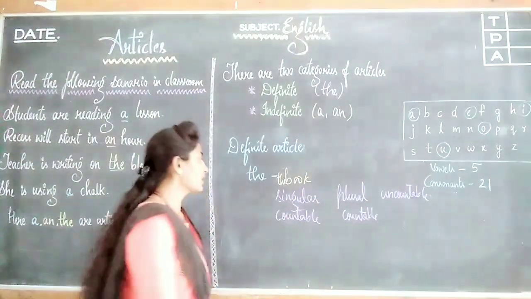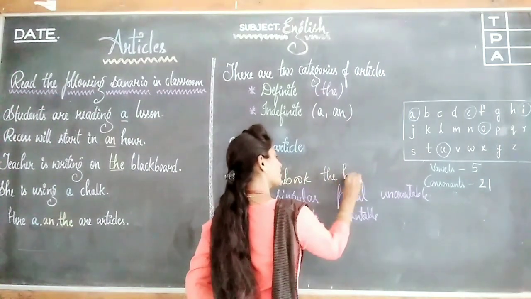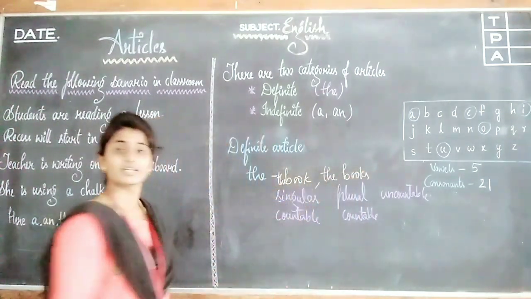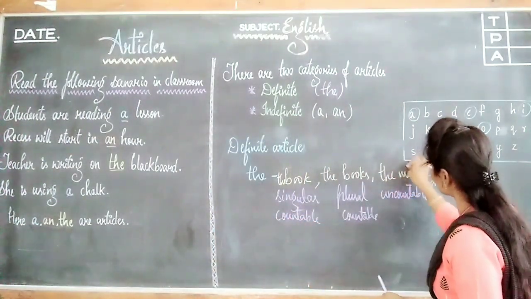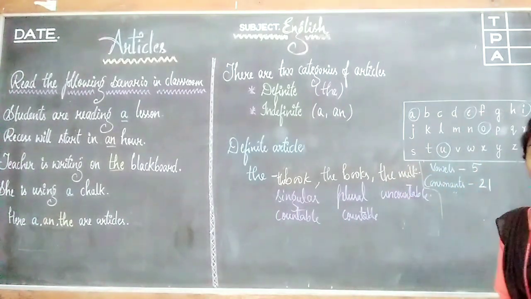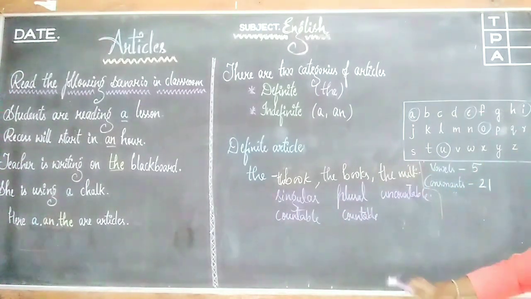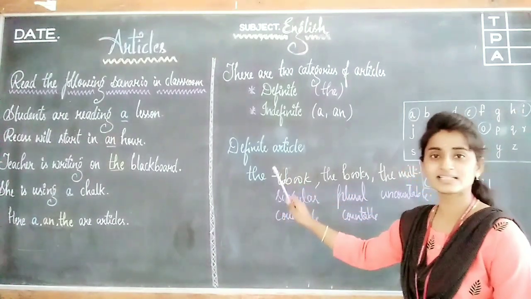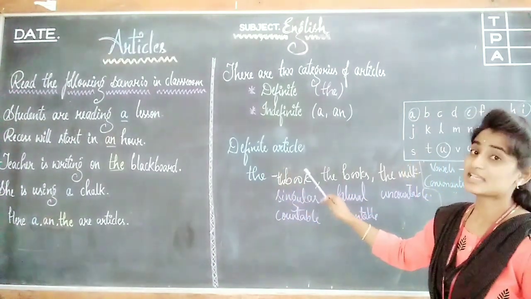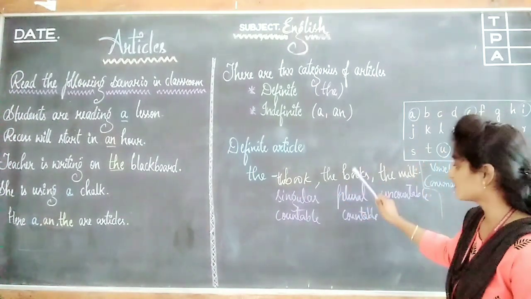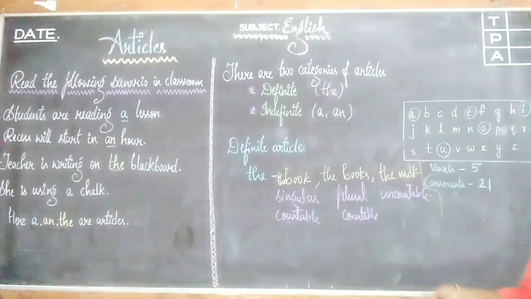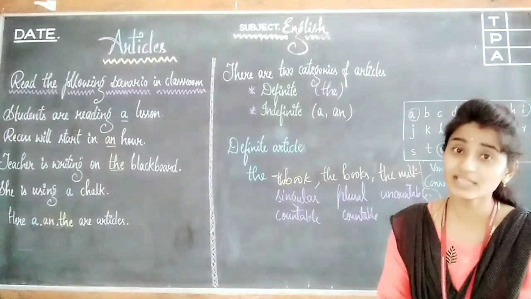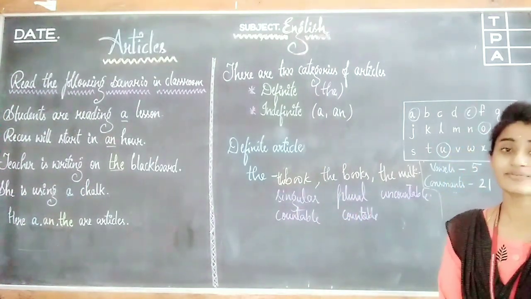Can I write this? Yes. Now, plural: the books. Can I write this, children? Yes. Now, uncountable: the milk. So what have we said? We use the definite article the before a singular countable noun, a plural countable noun, or uncountable nouns. So when we talk about a particular person or thing, we make use of the definite article.